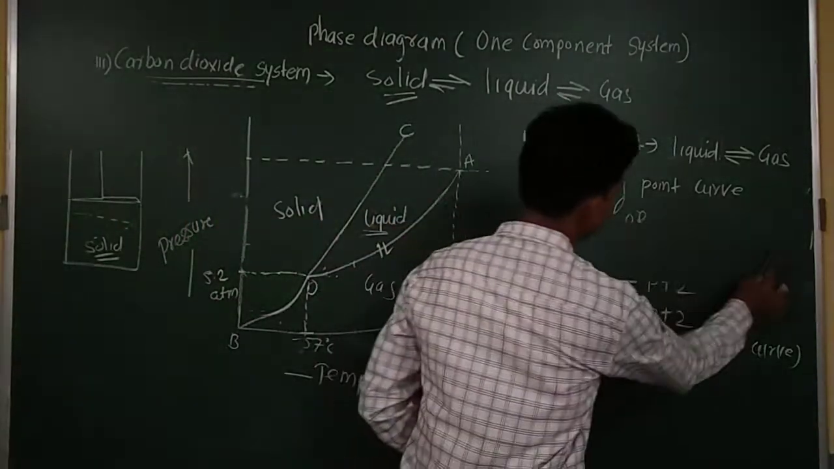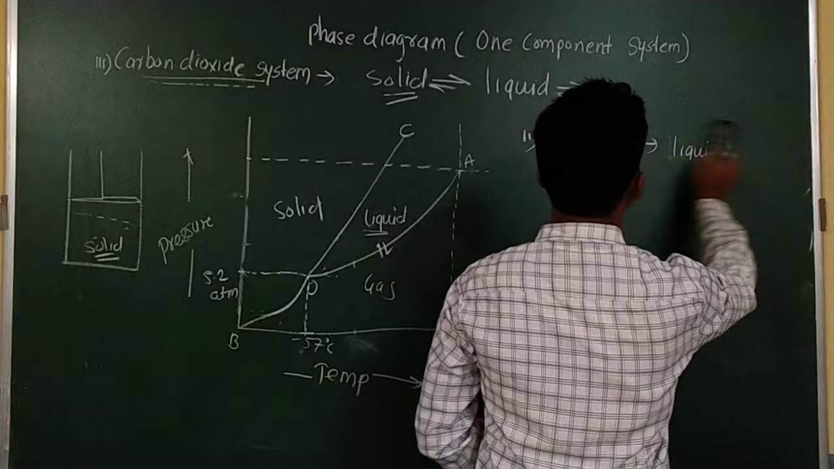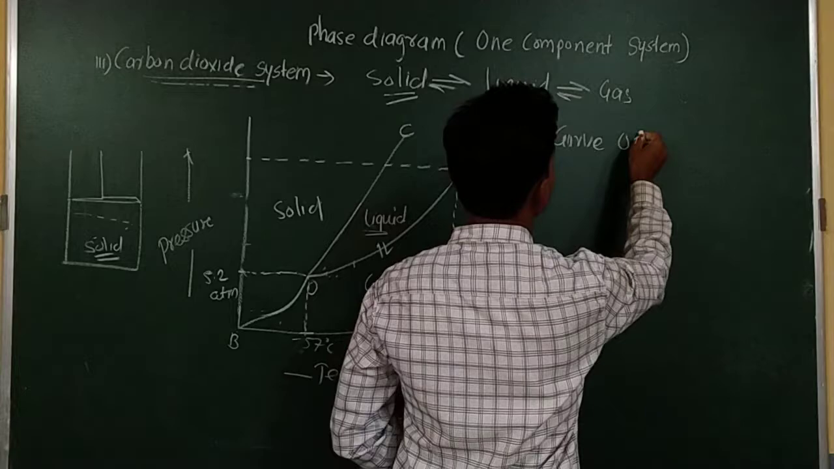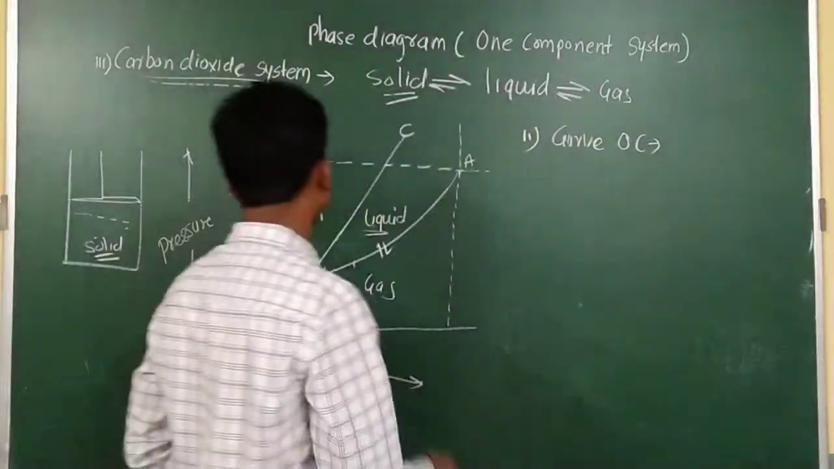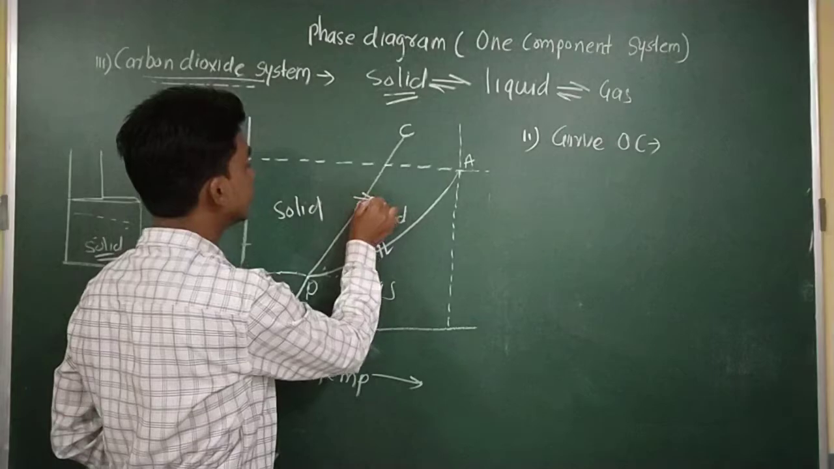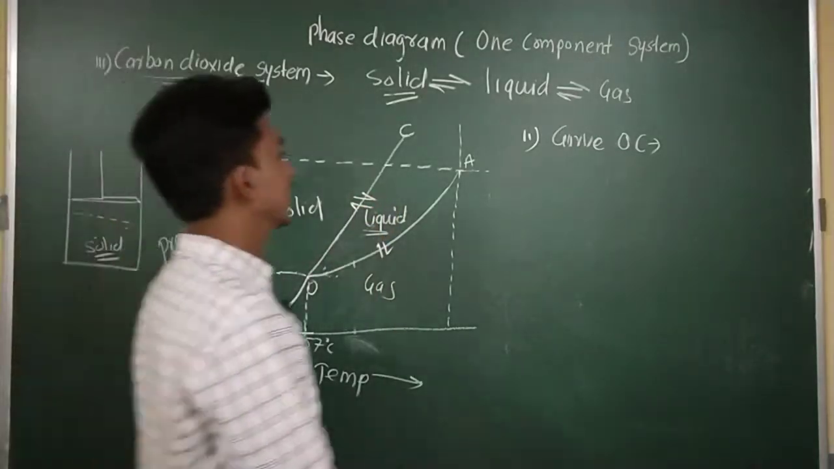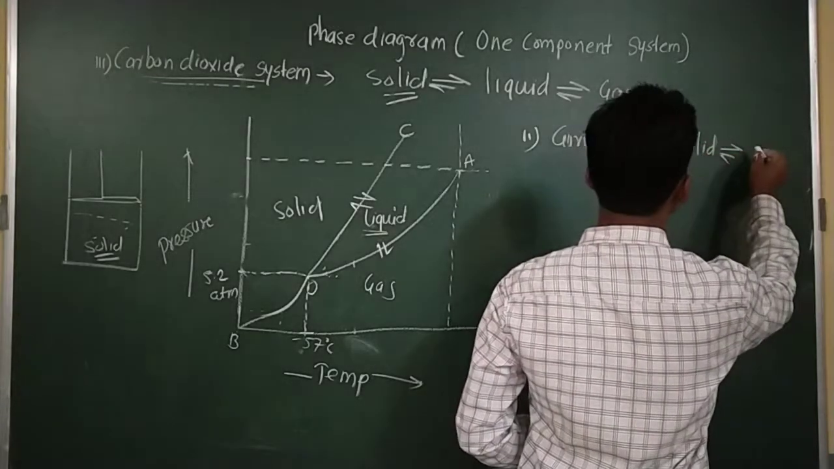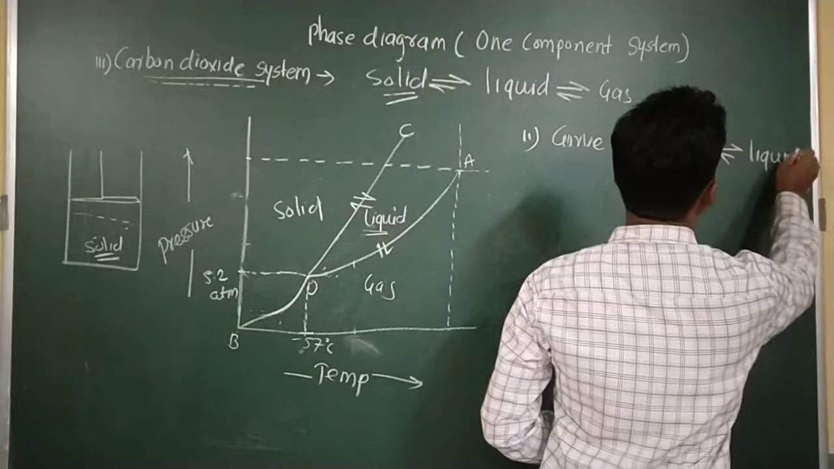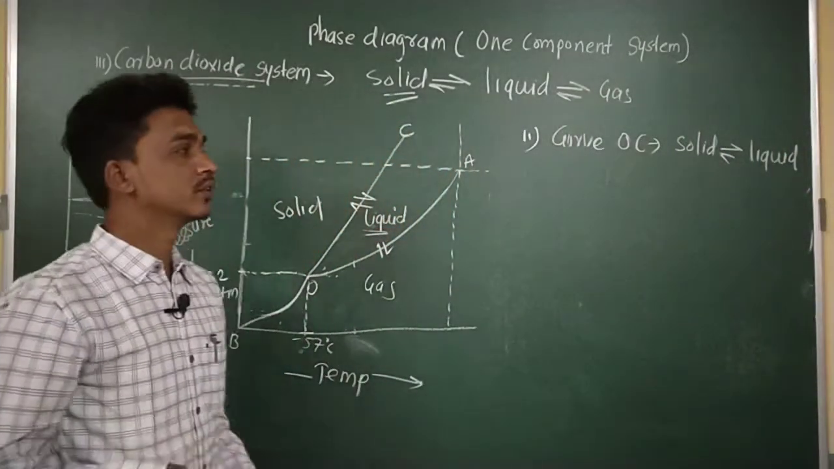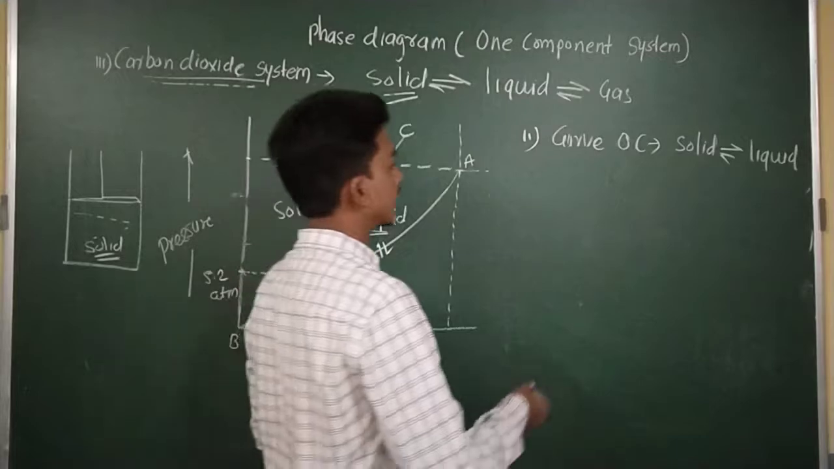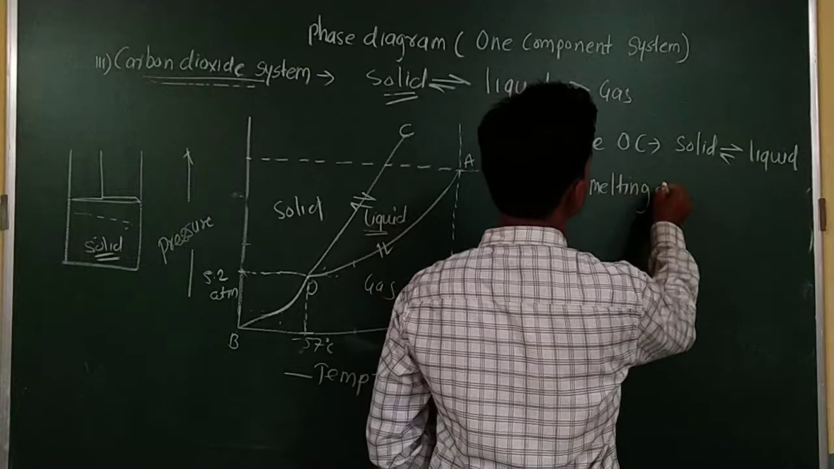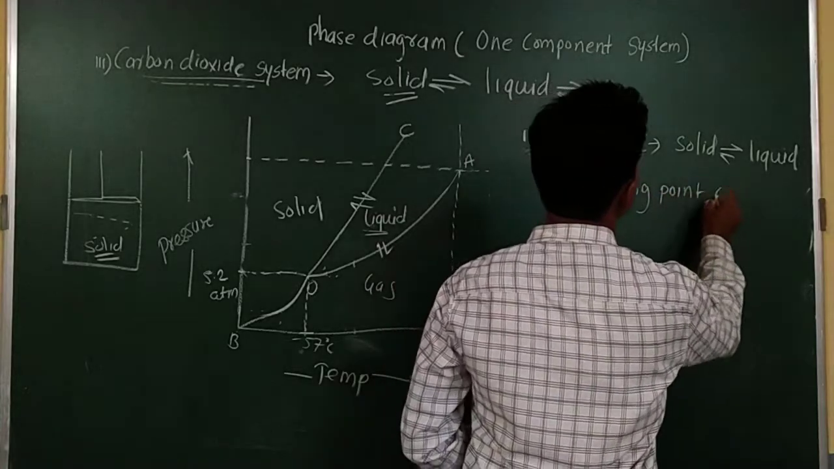Now the next curve is O to C. At this curve, which equilibrium exists? Solid and liquid. Solid carbon dioxide molecules are in equilibrium with carbon dioxide in the liquid state, and when solid gets converted into liquid, we can say that point is known as the melting point. So this curve is known as the melting point curve.